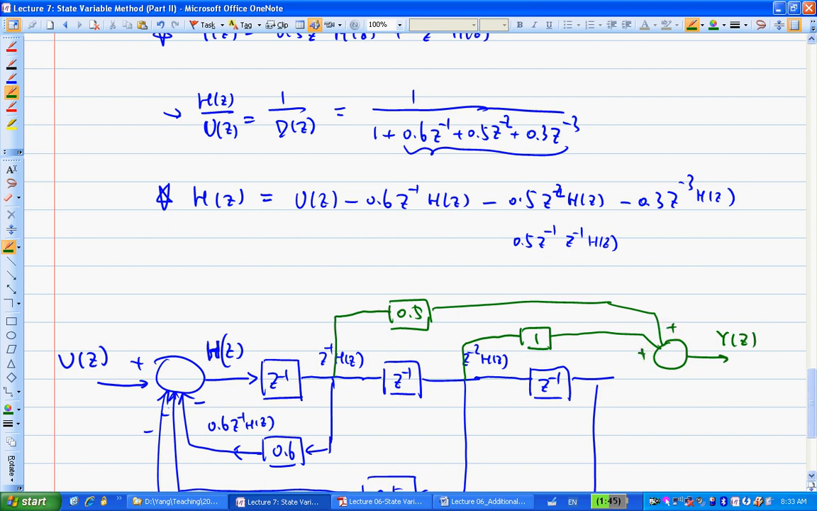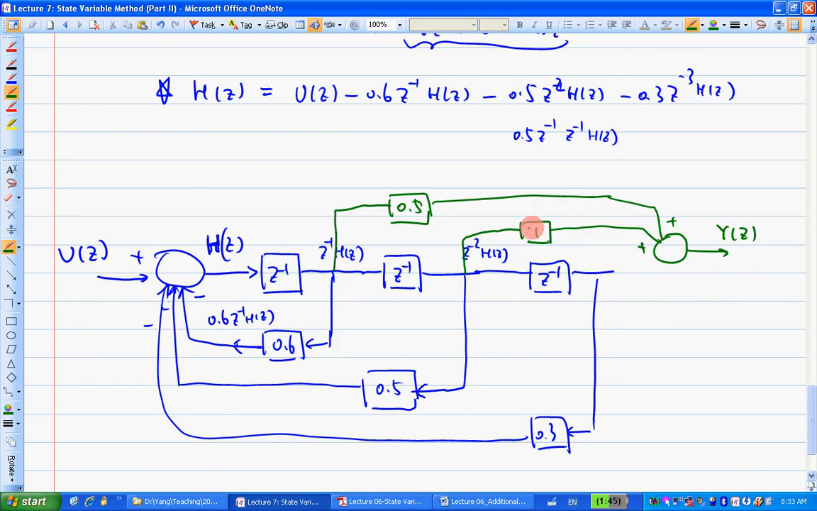Dr. Chow? Yeah. If your gain is 1, you don't actually need the gain. Yeah, you can just drag through here. Okay. So that's the simulation diagram based on this approach. Was that good? Yeah. Okay.